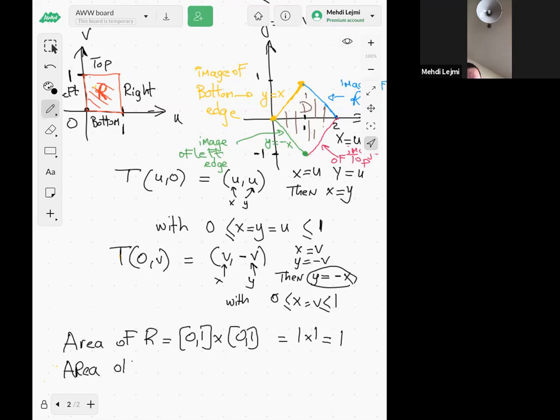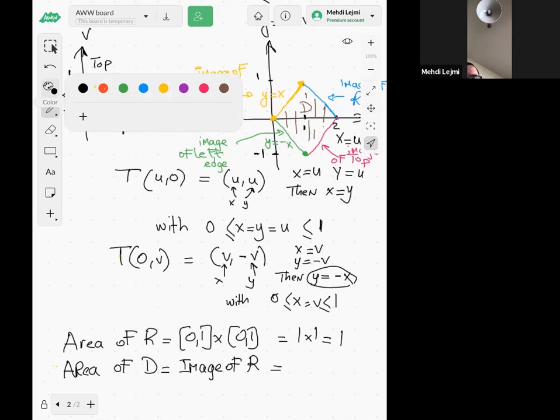The area of the image of R. Okay, well, it's just a square, so we just have to compute the length of the edges here. This is a very simple exercise, finding the length of the sides.